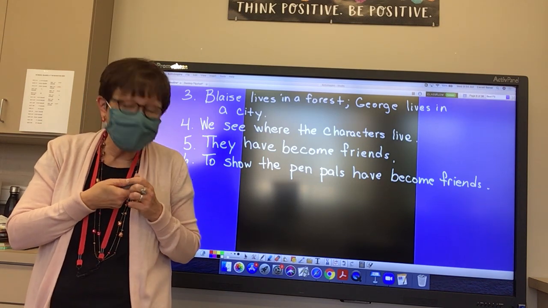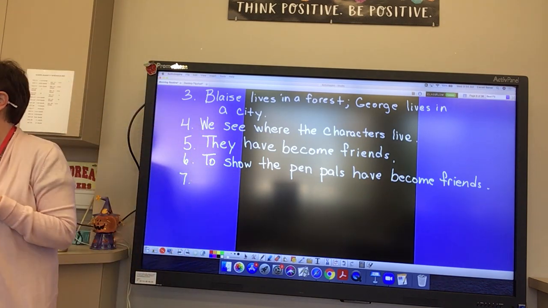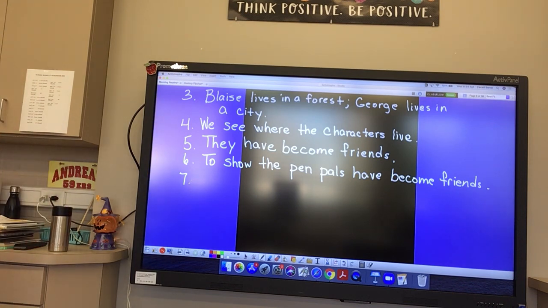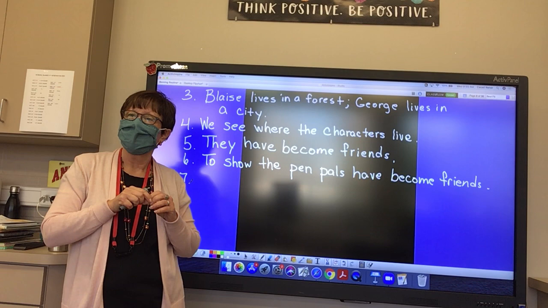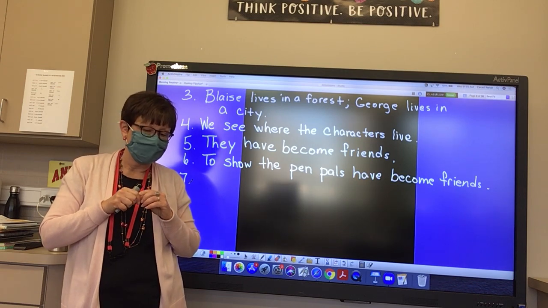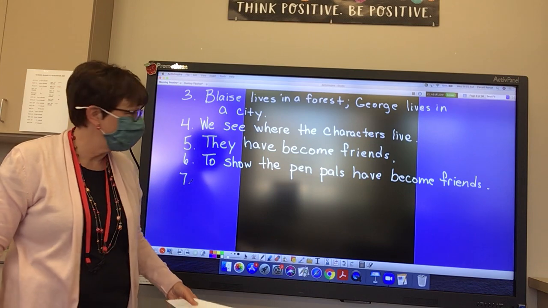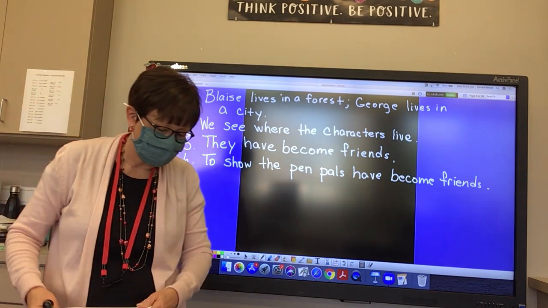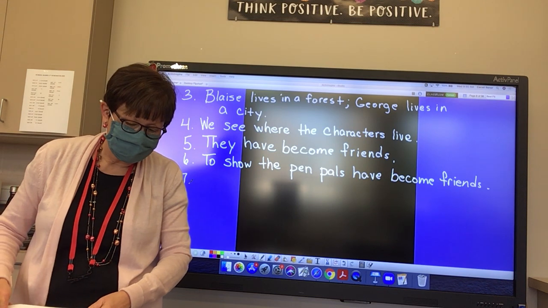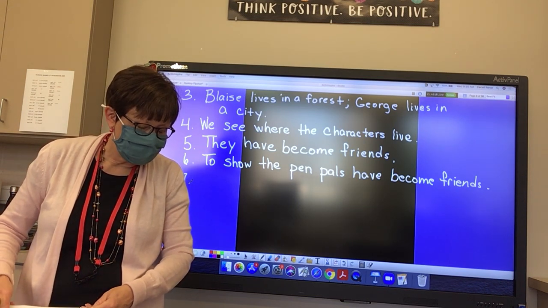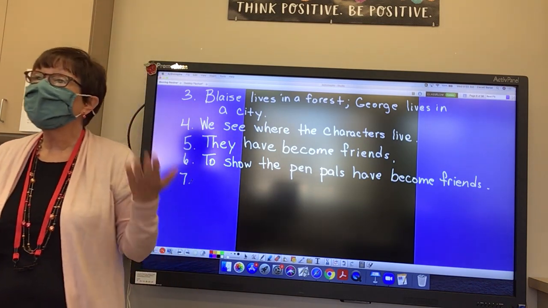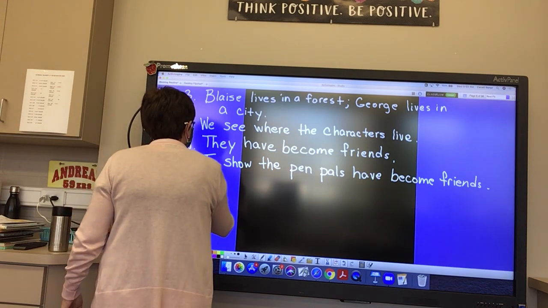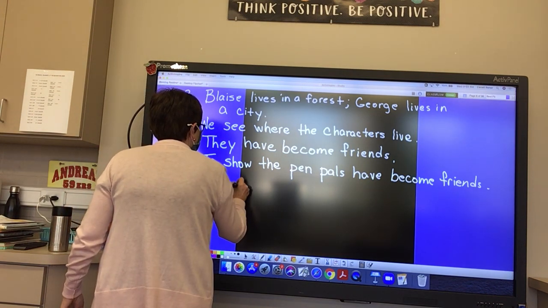And then, how can we tell they like each other? Libby, how can we tell they like each other? On this page, how can we tell they like each other? George asked whether they wanted to continue writing after he had everything. Yes, that's one way. They want to continue writing. That's one way.